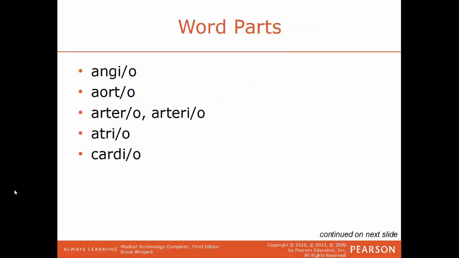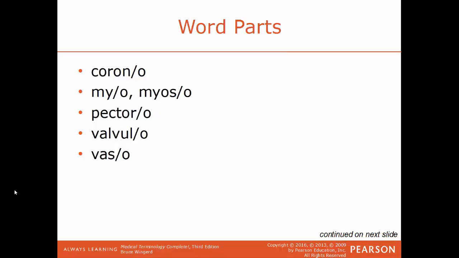First, we'll go over some basic word parts that you'll see over and over again for the system. The first one, angio, is a reference to a blood vessel. Aorto is a reference to the aorta, which is the largest artery in the body. Artero or arterio is a reference to an artery in general. Atrio is a reference to the atrium, which are the receiving chambers of the heart. And then cardio is a reference to the heart in general.